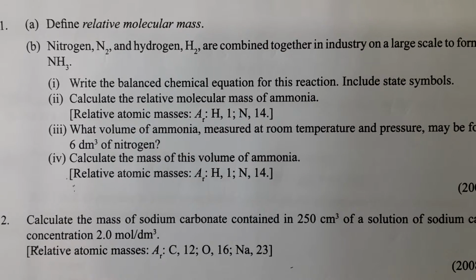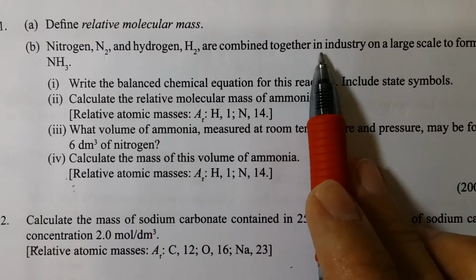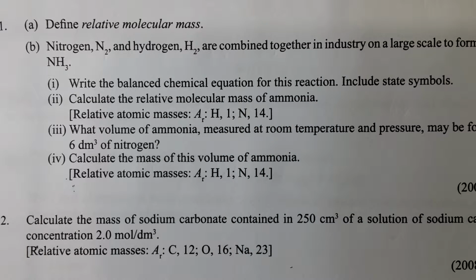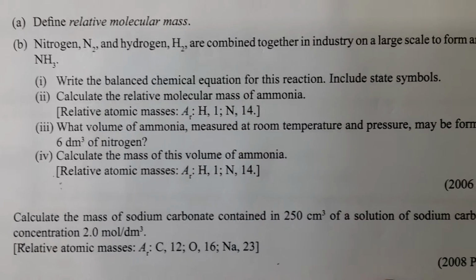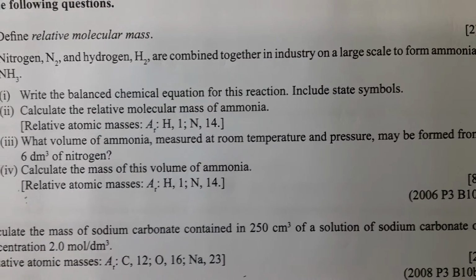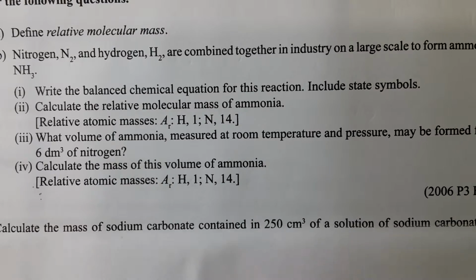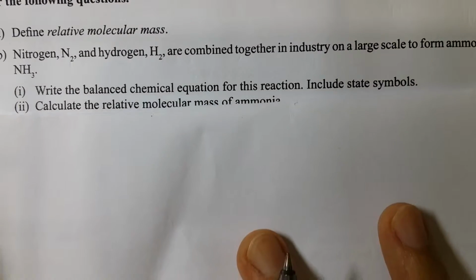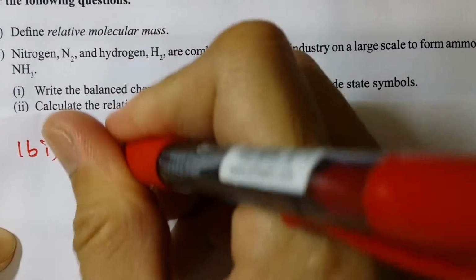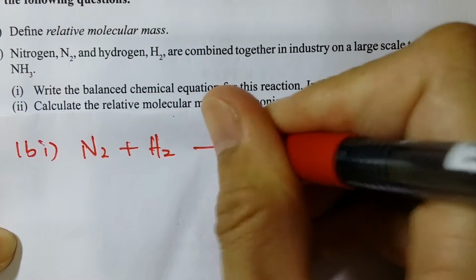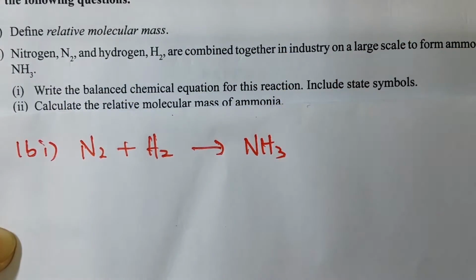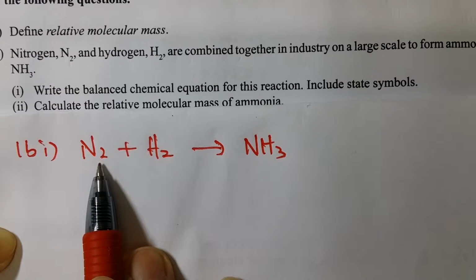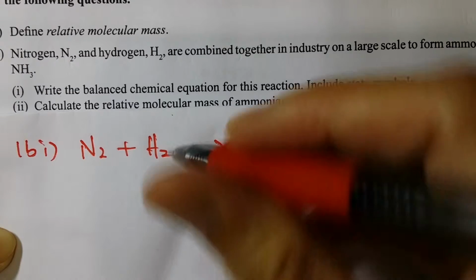1B, nitrogen N2 and hydrogen H2 are combined together in the industry on a large scale to form ammonia, NH3. Write the balanced chemical equation for this reaction. Include state symbols. So 1B, part 1. You have N2, you have H2, and then that would give you NH3. So your next step would be to balance the chemical equation. You have 2 N on the left hand side, on the right hand side you have 1 N, so put a 2.